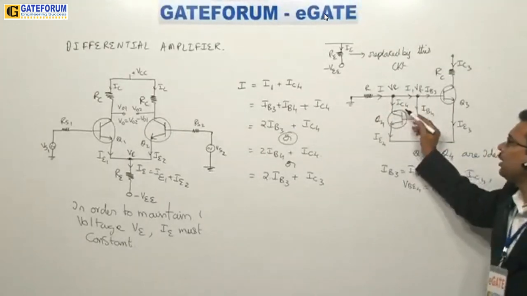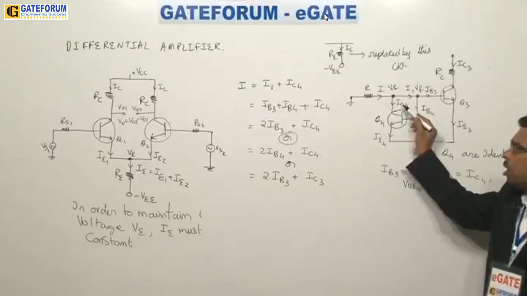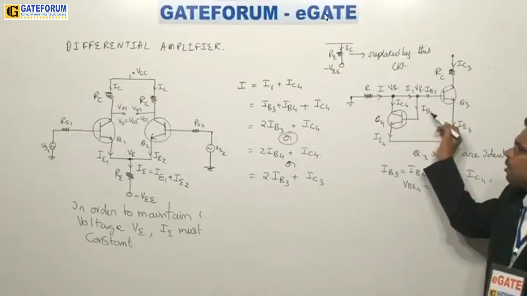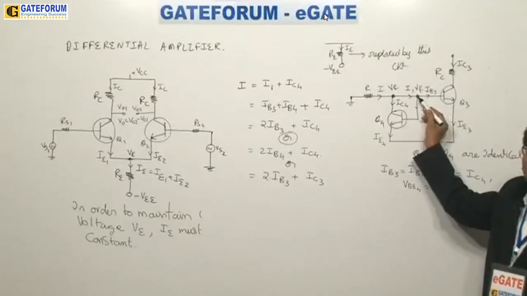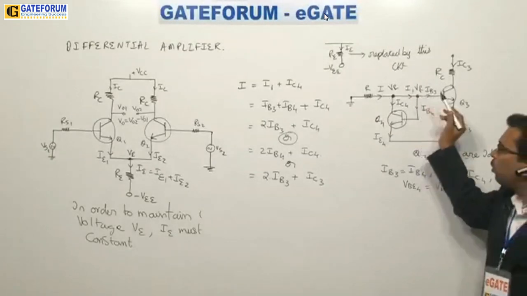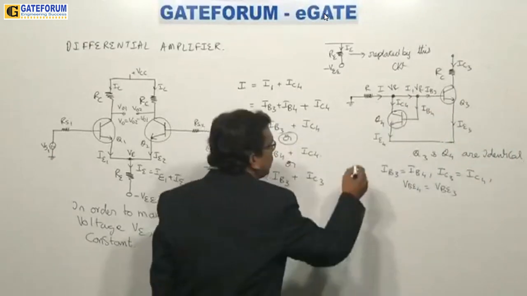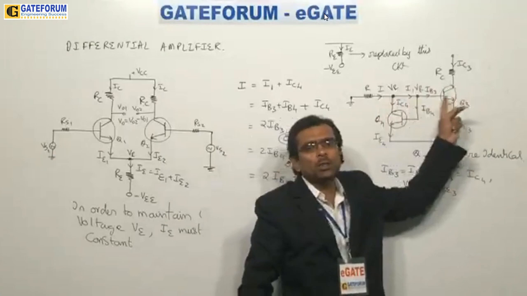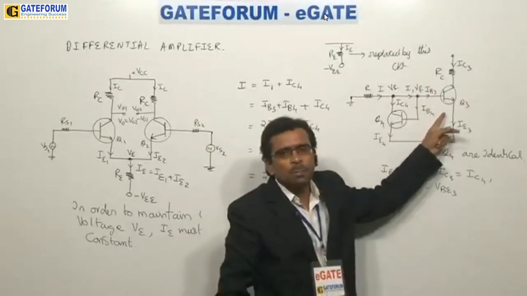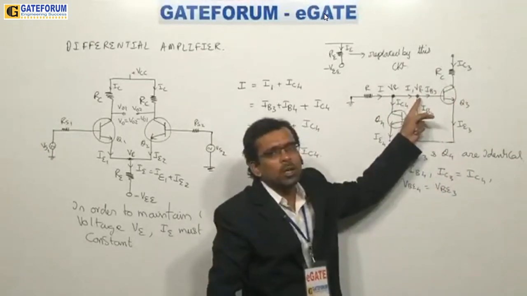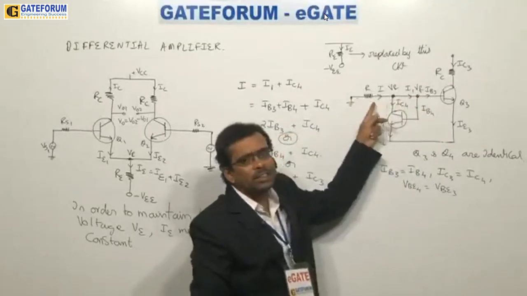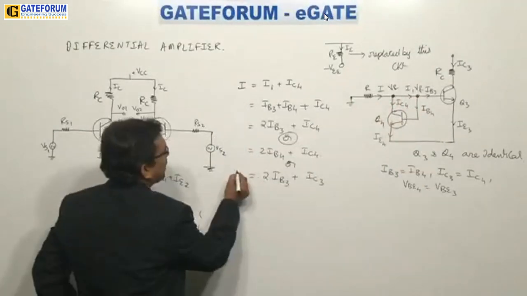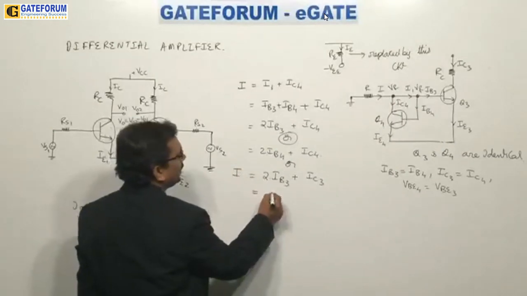Now try to see from this point. Everybody note that IC4 is not coming from here; it is coming because of IB4. IB4 is coming because of this voltage. Carefully observe. I hope everybody understood this point: the collector currents of these two transistors are dependent on the base currents. Base current is dependent on VR voltage. VR voltage is dependent on this resistance voltage.